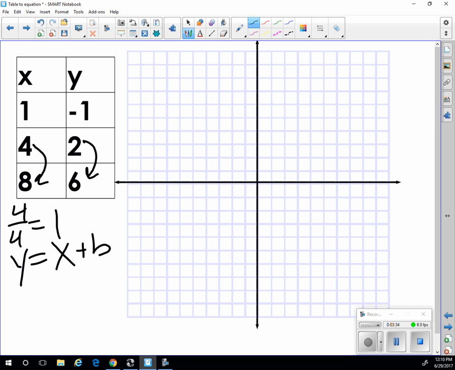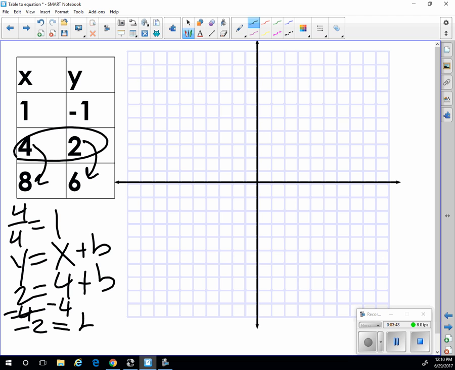Well, let's put in maybe a 4 and a 2. So x is 4, y is 2. Let's solve for b. That's -2, is b. So y equals x plus -2. I can say plus -2, but let's just say -2.